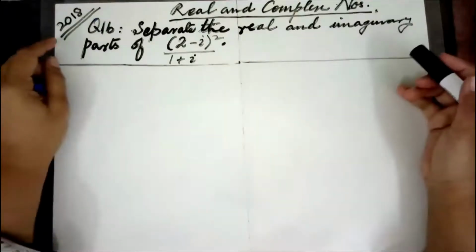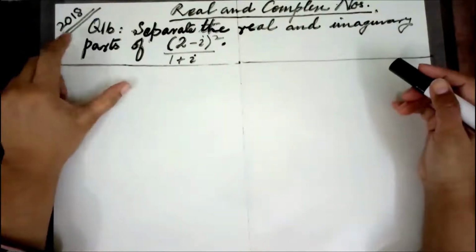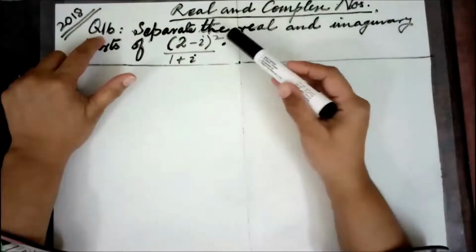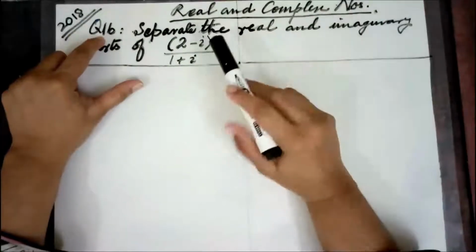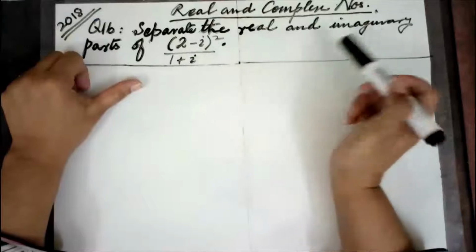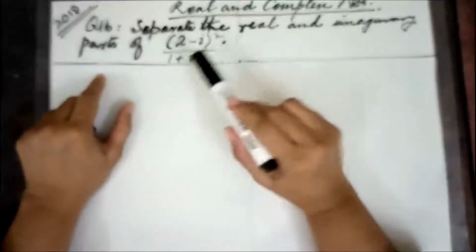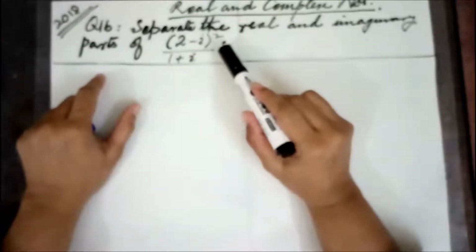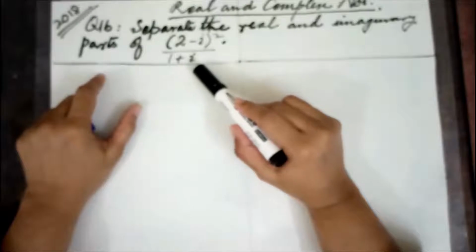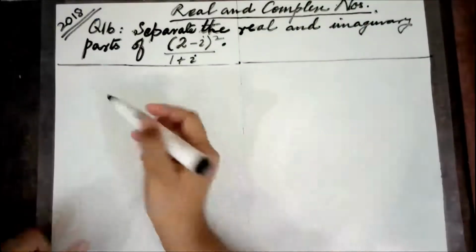Today's question is from 2018. This is part B of question number 1 and the topic is real and complex numbers. I'm reading the question for you: separate the real and imaginary parts of (2 minus iota) whole square upon 1 plus iota. Now I am going to solve this question for you.